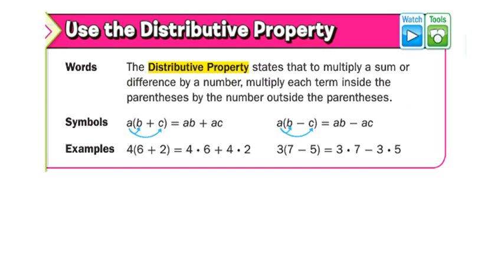Use the distributive property. The distributive property states that to multiply a sum or difference by a number, multiply each term inside the parentheses by the number outside the parentheses.